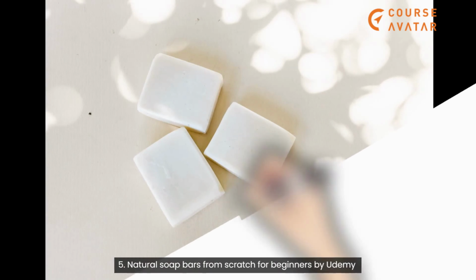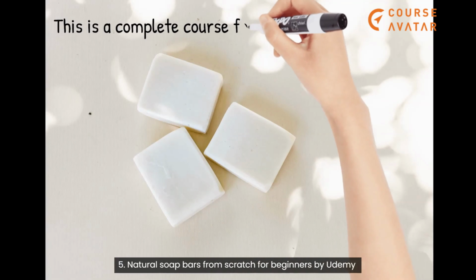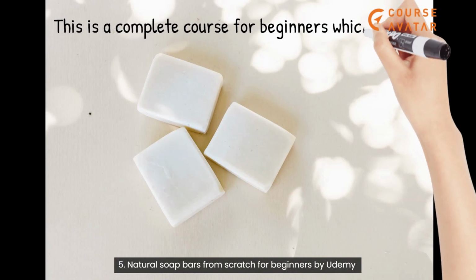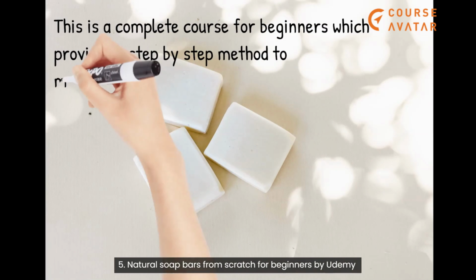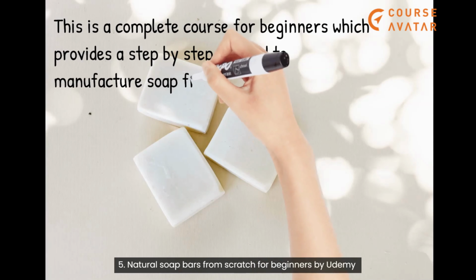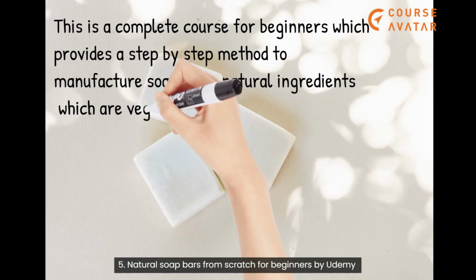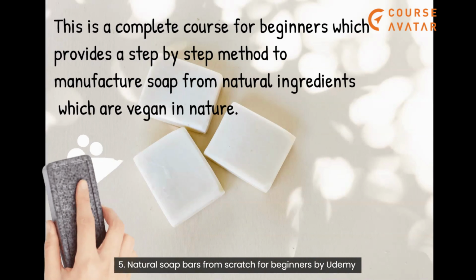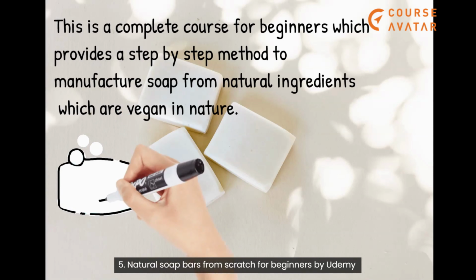Fifth course, natural soap bars from scratch for beginners by Udemy. This is a complete course for beginners which provides a step-by-step method to manufacture soap from natural ingredients which are vegan in nature. Topics covered in this course are: ingredients and safety, tools and equipments, method, cold process, cutting and curing soap bars, soap recipe formulation, troubleshooting, and frequently asked questions, the finish line.